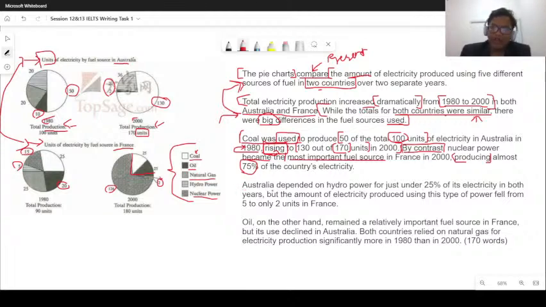Australia depended on hydropower, and okay, let's take a look here. Depended, okay, and in the previous paragraph, the most important. So this person continuously makes that attempt to present or to use different wording every time. Really good. Right? On hydropower for just under 25%.